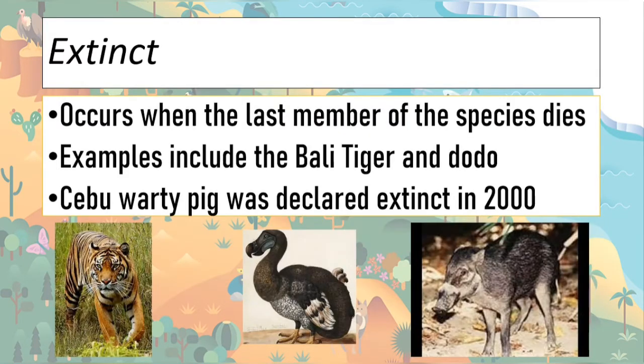Extinct occurs when the last member of the species dies. Examples include the Tasmanian tiger and dodo. The Cebu warty pig was declared extinct in 2000.